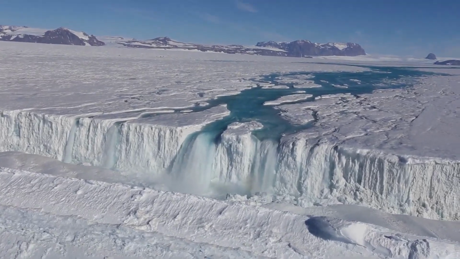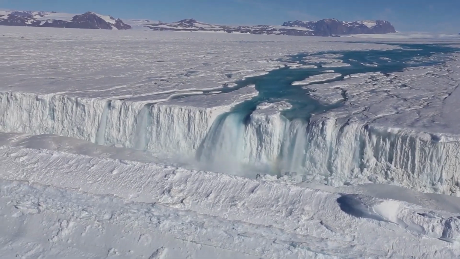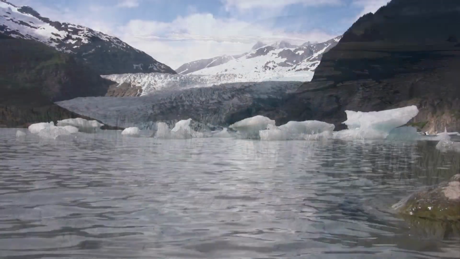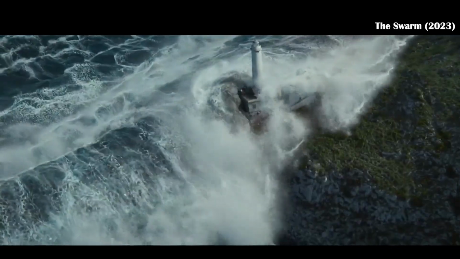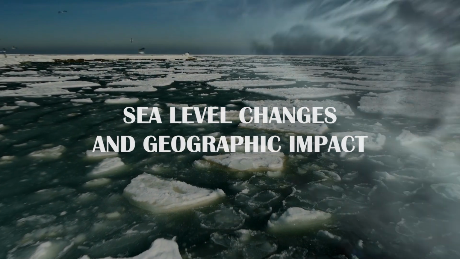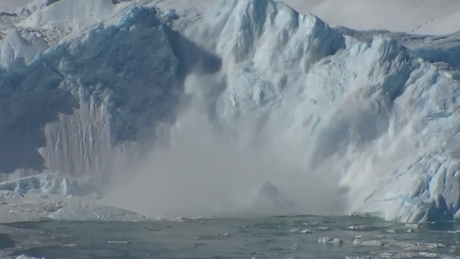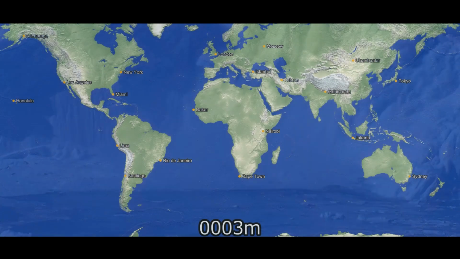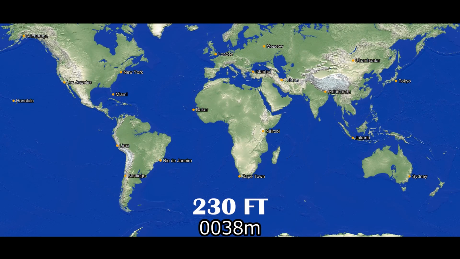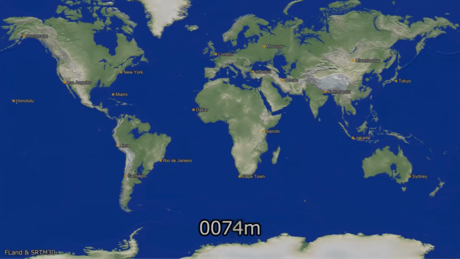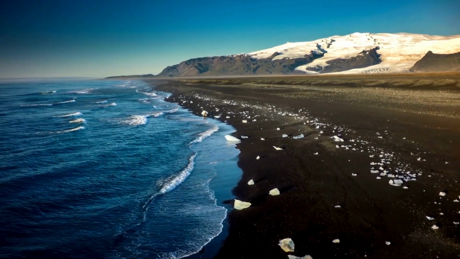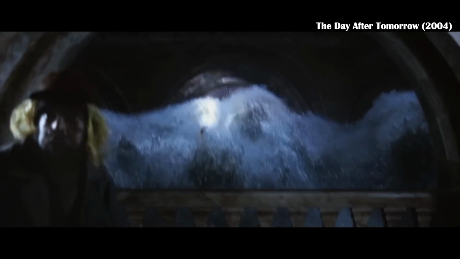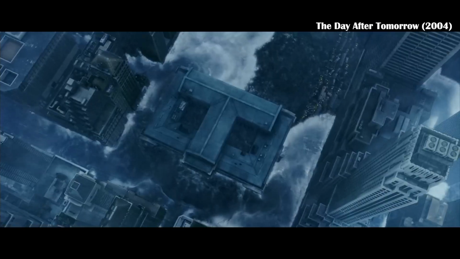The implications of this ice melting entirely are profound and far-reaching, affecting global sea levels, climate patterns, ecosystems, and human societies. Sea level changes and geographic impact. If all Antarctic ice melted, it would result in a dramatic rise in global sea levels by approximately 70 meters, 230 feet. This rise would drastically alter the world's coastlines, submerging entire regions and reshaping the geography as we know it.